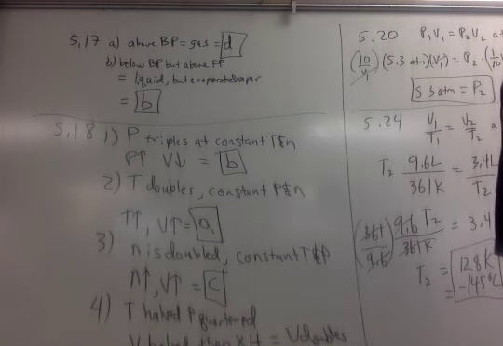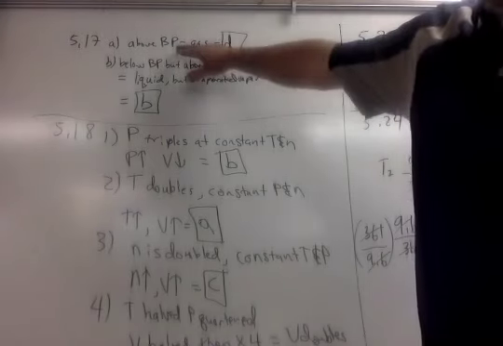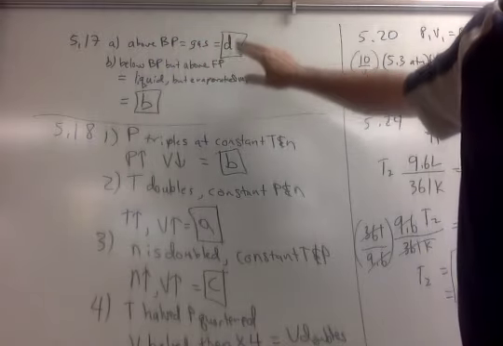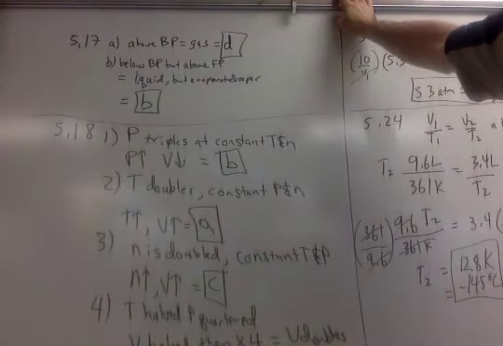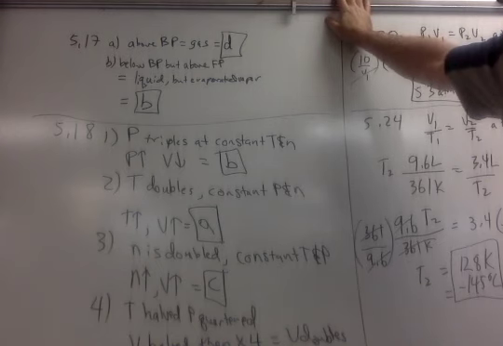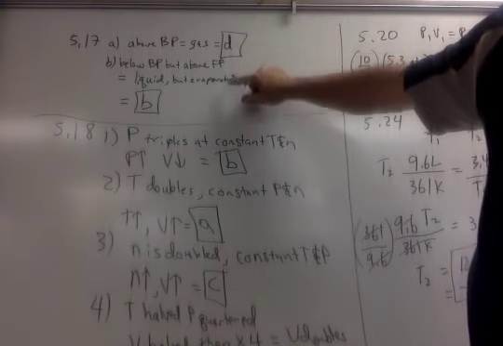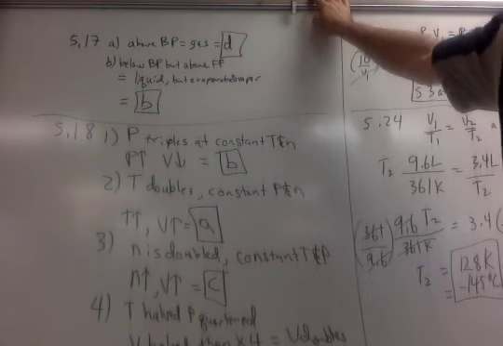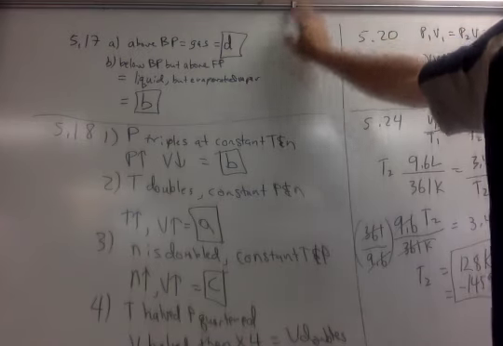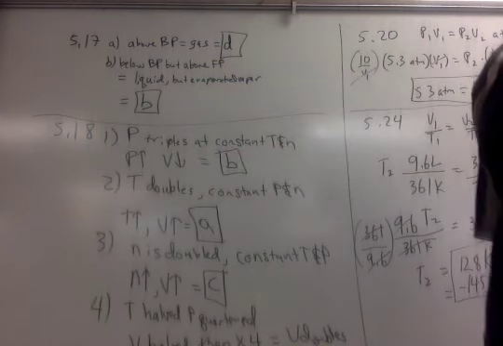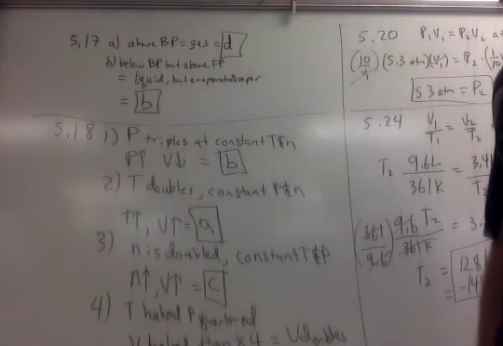Starting with 5.17, we're supposed to identify which of the diagrams represents, first of all, a substance above its boiling point, which means it should be a gas. So the picture that represents the molecule spacing and attractive forces in a gas would be letter D. Below the boiling point, but above the freezing point, would be a liquid, but you would see a few evaporated gas molecules above the liquid, so that's why letter B is the better choice on that one.